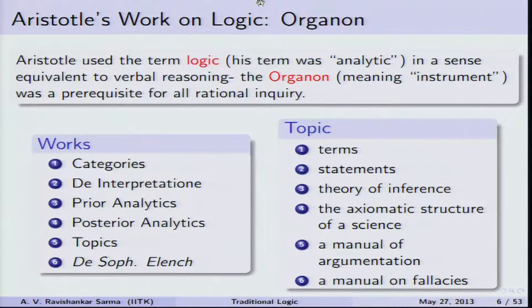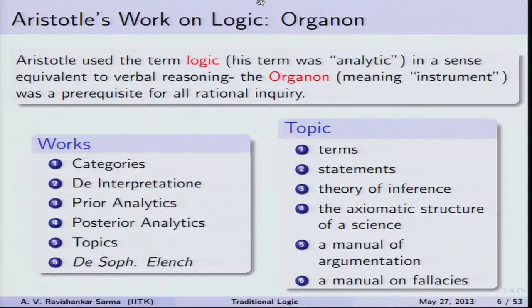He discusses fallacies. It is clear that we will be focusing our attention on Prior Analytics, where he has presented the theory of inference. We are not going into the details of all the other things. Mostly we will be studying some of the things related to Categories, De Interpretatione, maybe Prior Analytics and so on. Posterior Analytics, Topics, De Sophisticis Elenchis are all interesting. They are linked with what we study here.